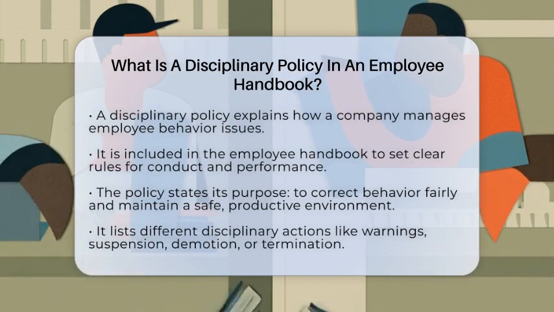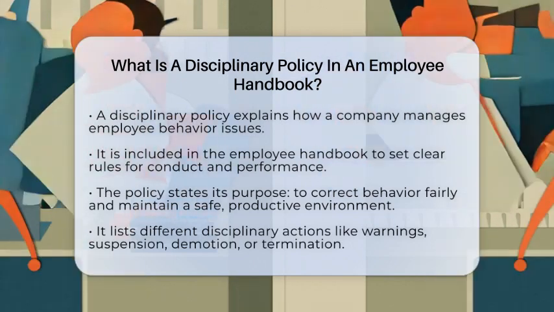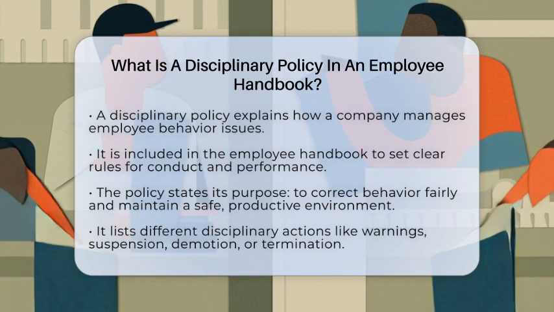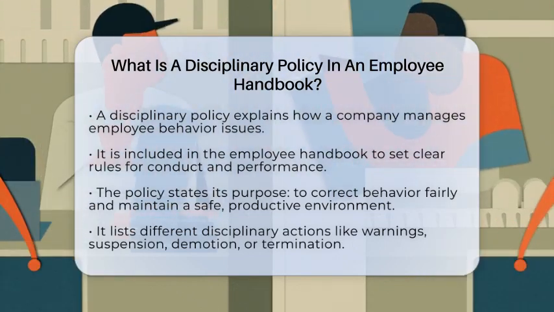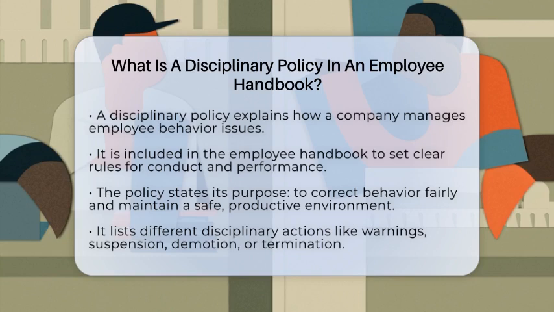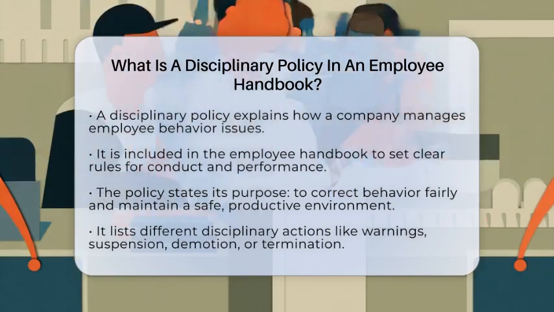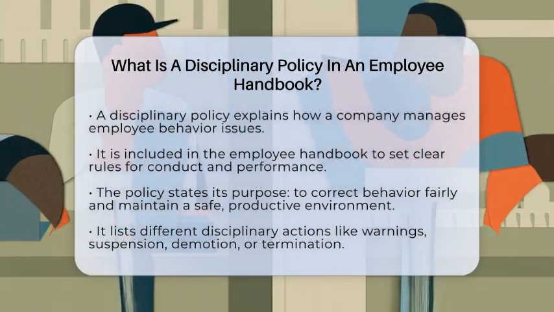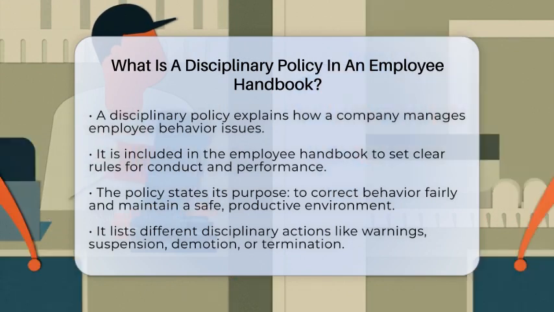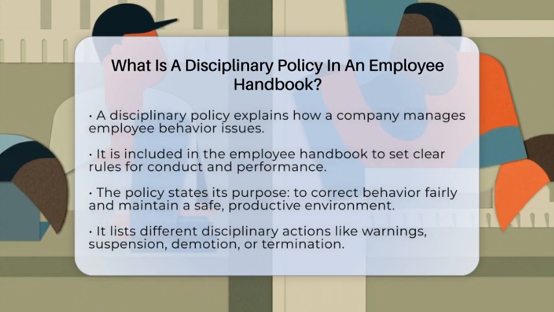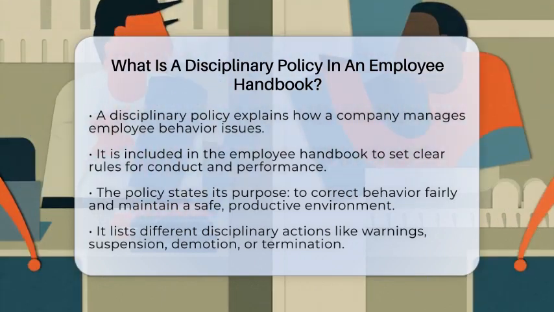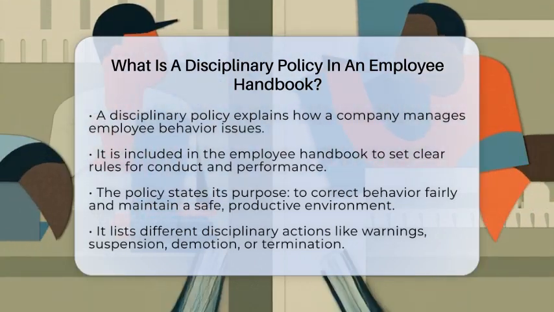A disciplinary policy in an employee handbook is a set of clear rules that explains how an organization handles employee behavior or performance problems that break workplace rules or expectations. It helps everyone understand what kinds of actions could lead to disciplinary steps and how those steps are carried out. From a labor and employment law point of view, this policy usually includes several key parts.